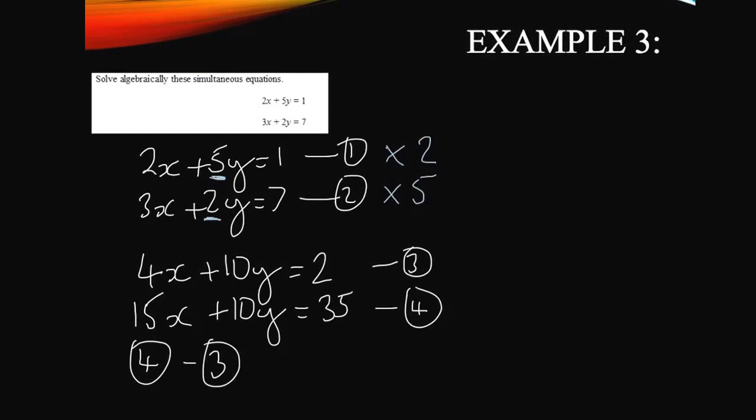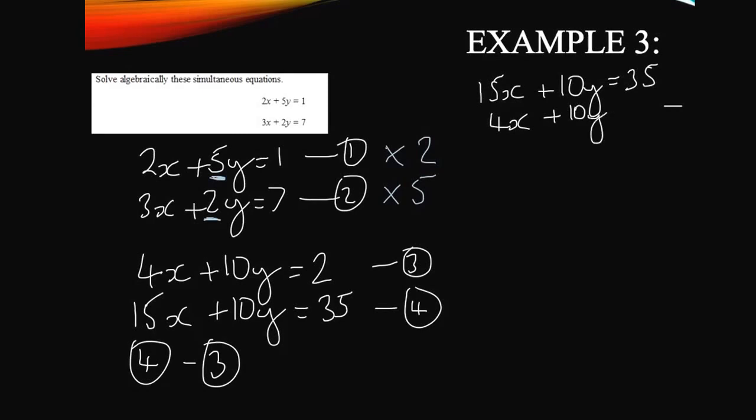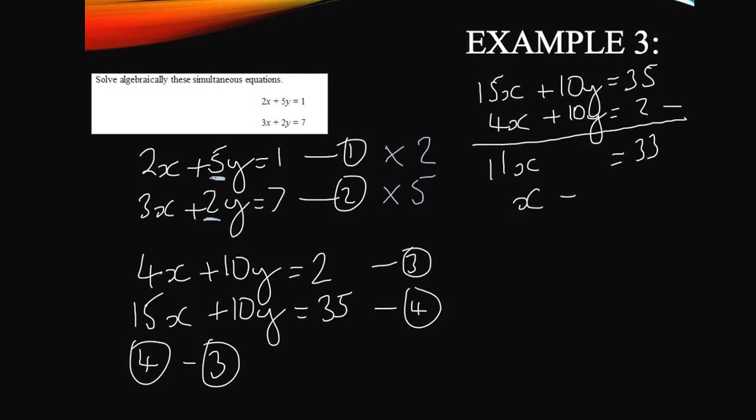And I'll write it up here so we can see. We've got 15x plus 10y equals 35. And we're going to take away 4x plus 10y equals 2. I'm left with 11x, no y's, equals 33. That means that x is 3. I've worked out my x value.